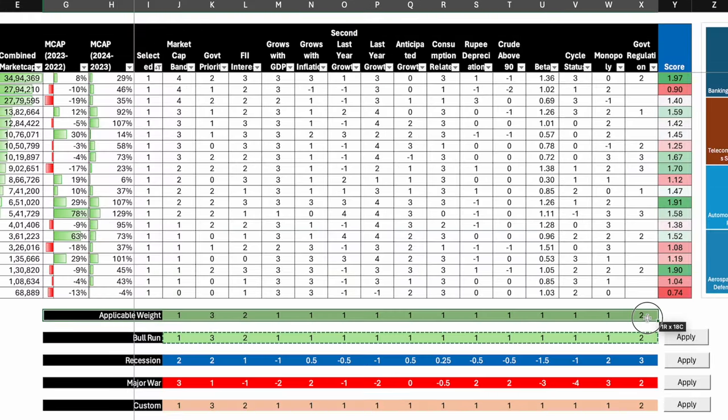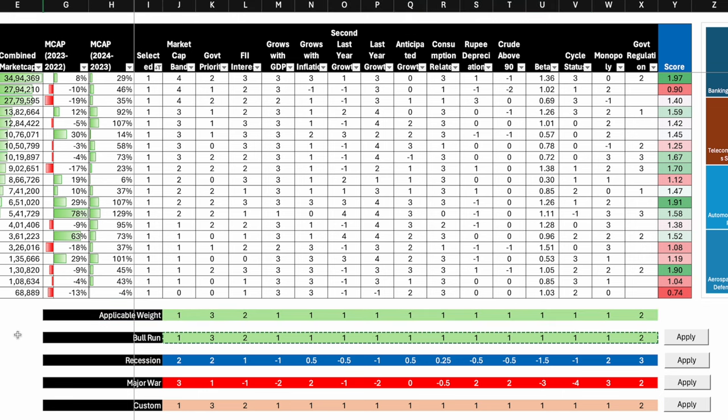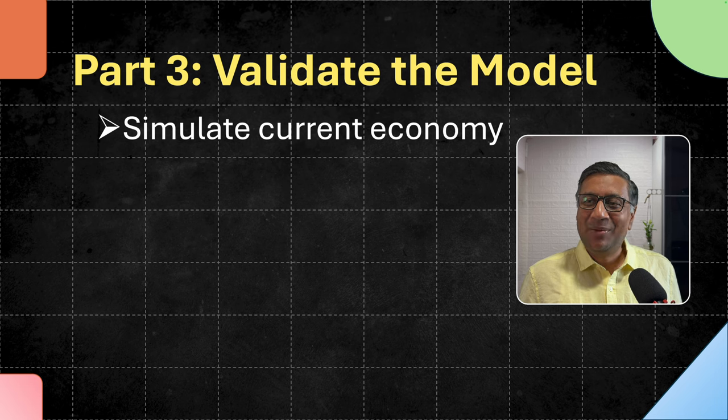Now, applicable weight is what is getting multiplied. I have provided 4 options to tune the applicable weight. In this section, we'll validate the model by simulating the current economy, which is a bull run.